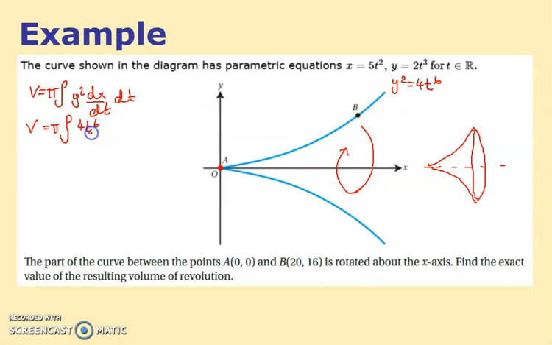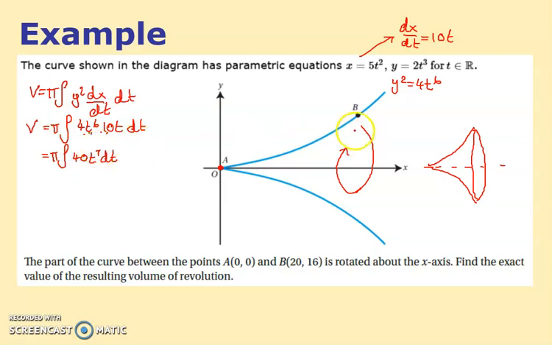But of course I've got t's. They're not x's, so I can't just integrate with respect to x. I need to get rid of that. And how do I do that? Well, I find dx/dt. Dx/dt equals 10t, just differentiate, so times by 10t dt. And now this is pi times the integral of 40t to the 7 dt.